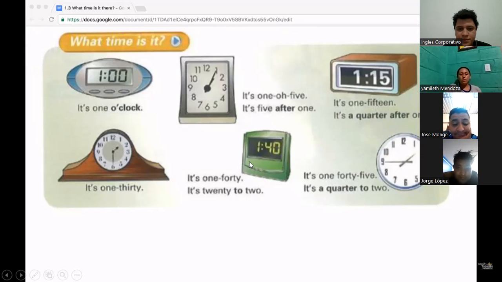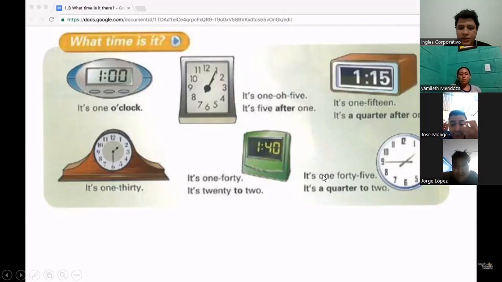Now this one, it's 1:40. Okay, aquí era las 30, es la 1:30, it's 1:30. Y aquí las 40, it's 1:40, okay? It's 1:40, or it's 20 to 2, you see, it's 20 to 2. Okay.